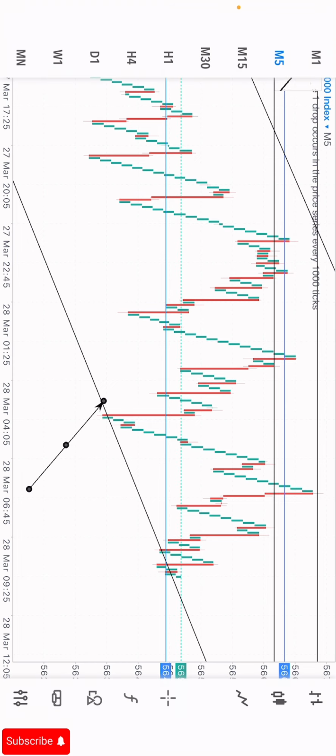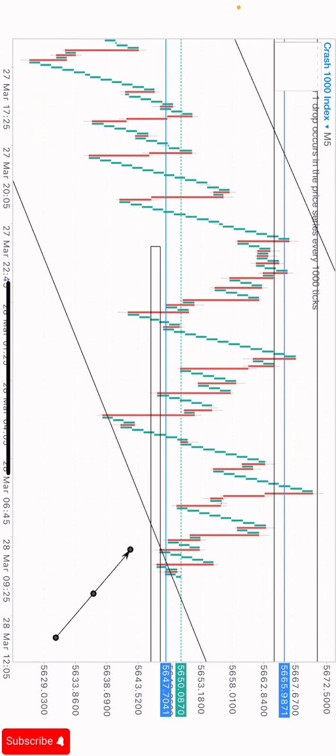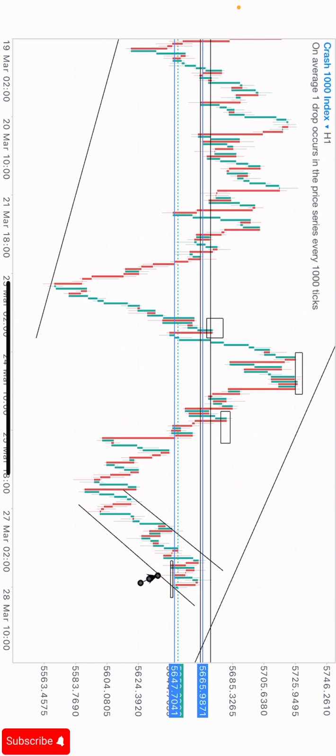So let's just wait for price to break below this level, a break below this zone, then I'll be shorting this index. I'll be taking the sales. All right, so that's my setup on Crash 1000 index.